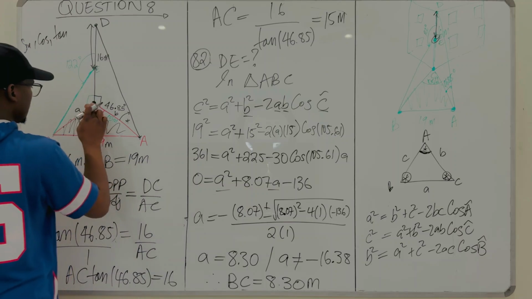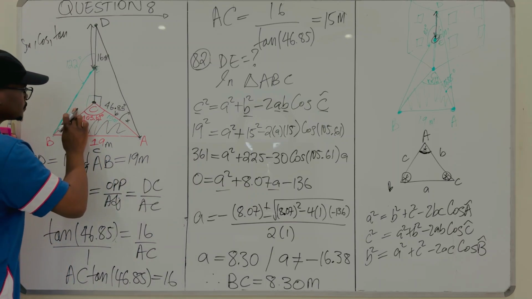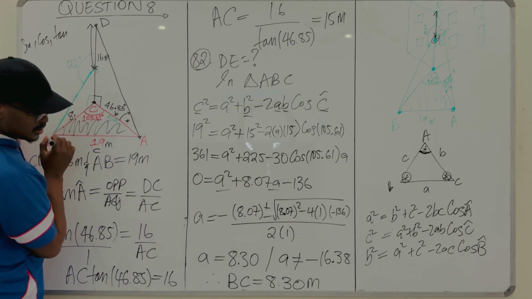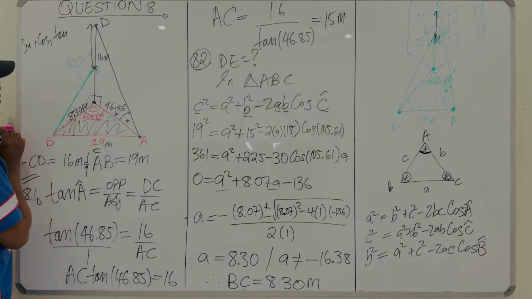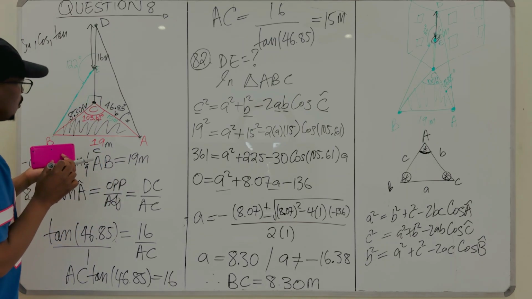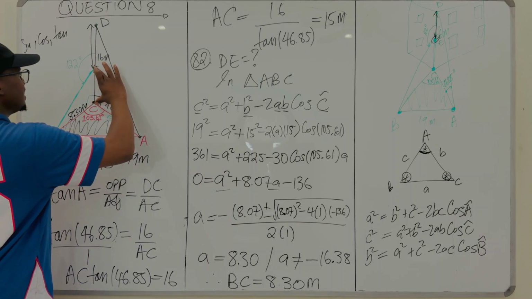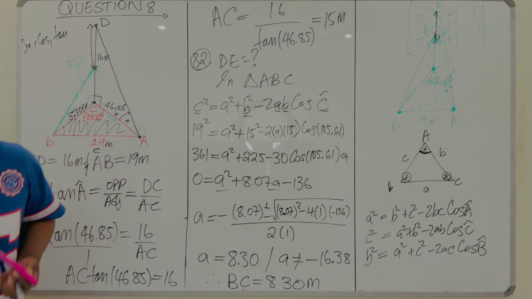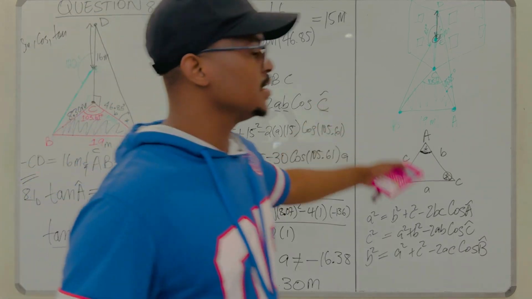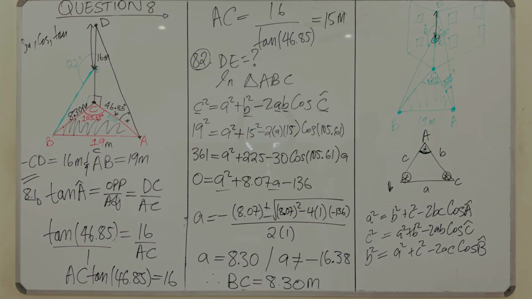So we got that the BC here is equal to 8.30 meters. This is the length of BC. So what do we do now? Let's go and find this length EC. I'm going to clean my drawing now. I think at least we understand what is happening.